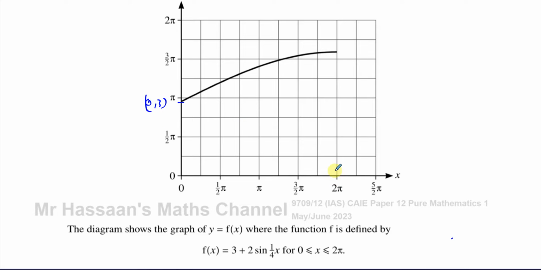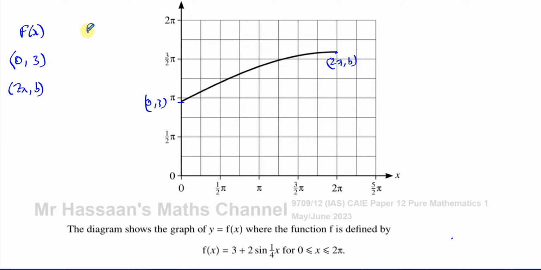And this point here, 2 pi, well, we could work out what it is, I guess. We could find out what happens when x equals 2 pi, but I'm just going to call it b. We don't really need to know the coordinates, so I'll call this point 2 pi and b. All right, so on the original function f of x, we have the point 0, 3, and we have another point 2 pi and b.